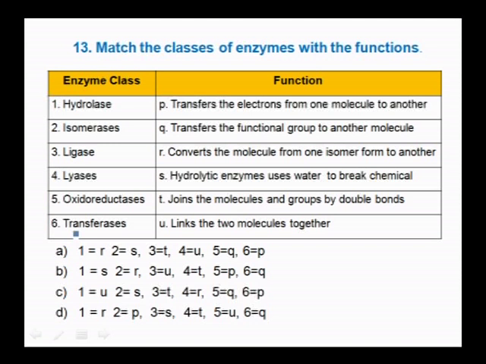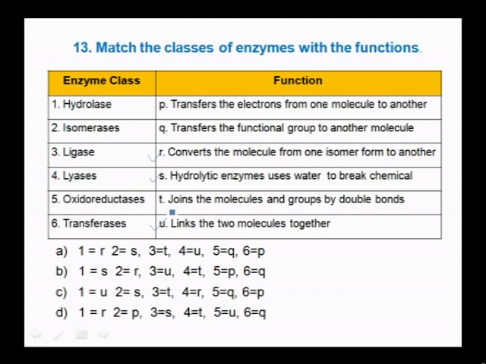Let us see the activity of hydrolase. Hydrolase is a hydrolytic enzyme which will use water to break the chemical bonds between the components. So chemicals are broken, or their bonds are broken, by making use of water. Therefore, such enzymes are called hydrolases. Moving on to isomerases. Isomerases are the ones which will convert one form of an isomer into another form. Third, ligases: as the name indicates, these are the enzymes which are capable of linking two molecules together.